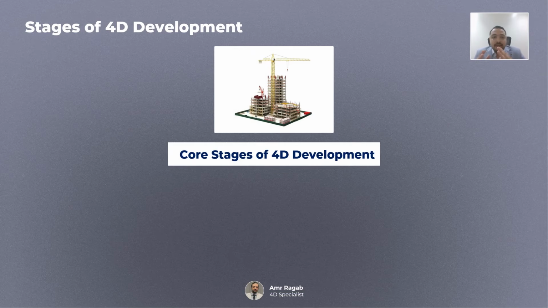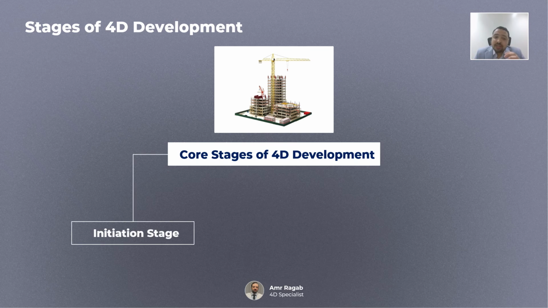Now let's talk about the three core stages of 4D development: how a simple 3D model and schedule evolve into a complete professional 4D deliverable. The first stage is the initiation stage. You are a 4D planner now, you have a new project, and you need to discover this project and put a plan.